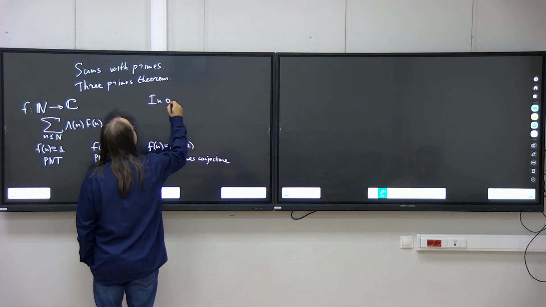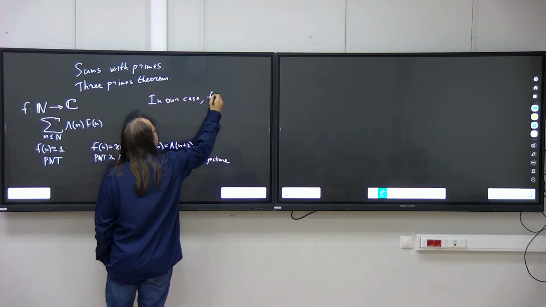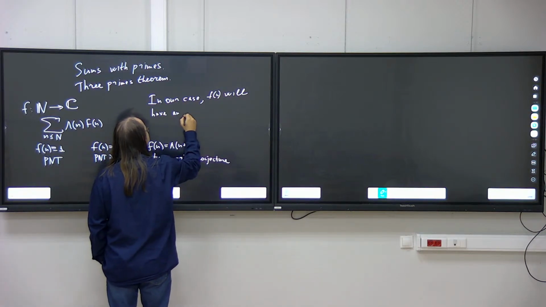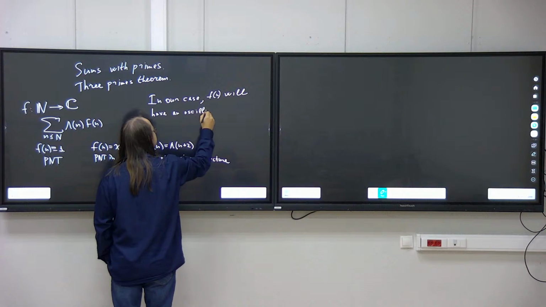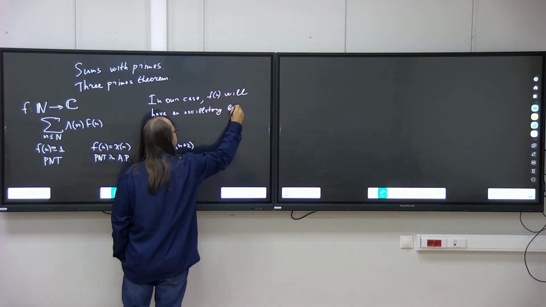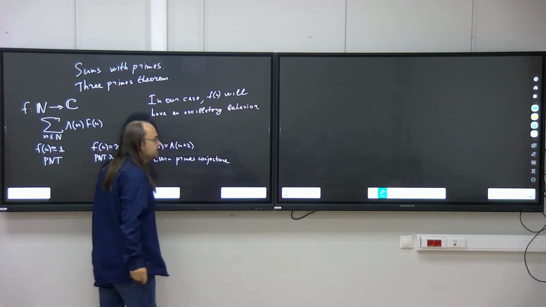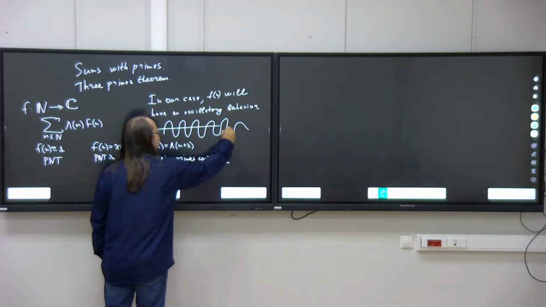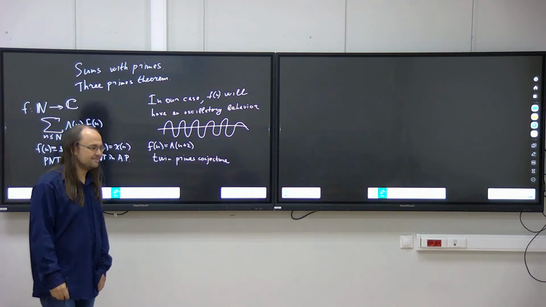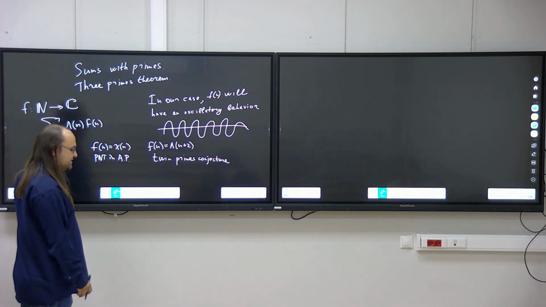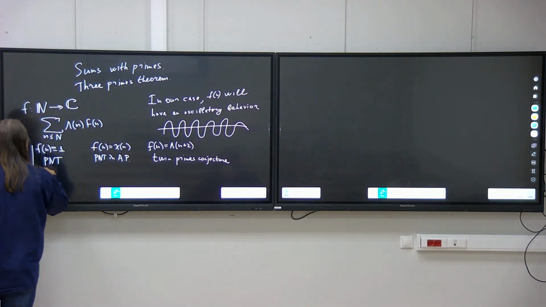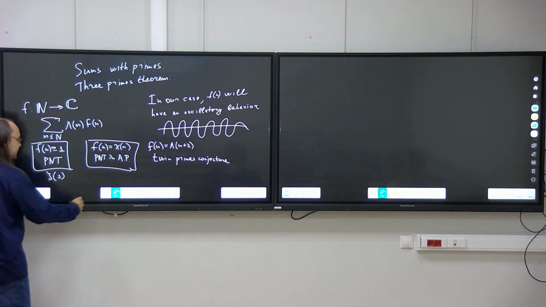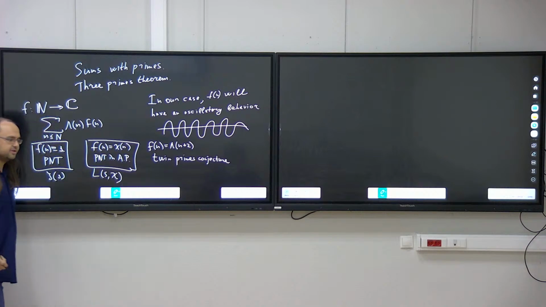In our case, f of n will have an oscillatory behavior. What I mean by this is that we will take a function that looks something like this, maybe some sine or cosine, and then we will try to understand the behavior of this sum. So these two cases, they reduce to zeros of zeta of s and L of s, chi correspondingly, right?